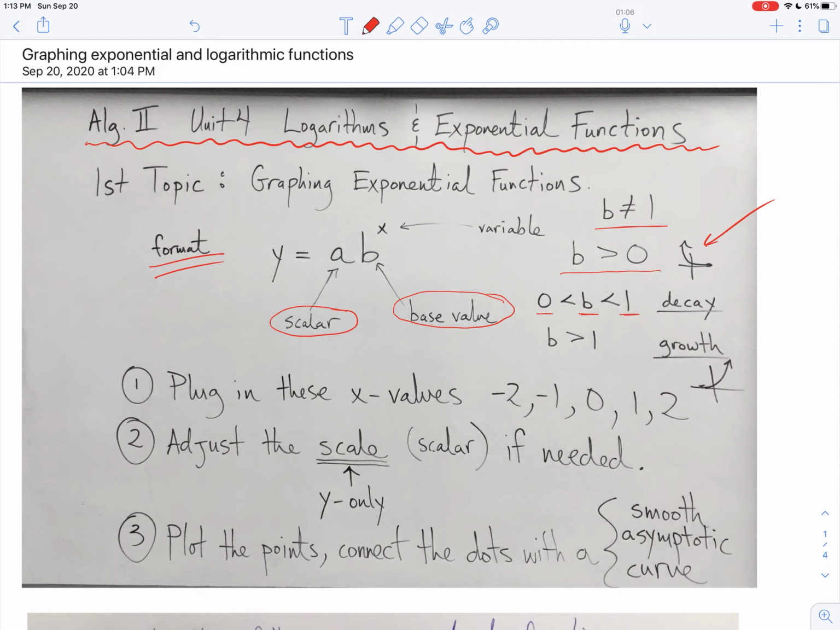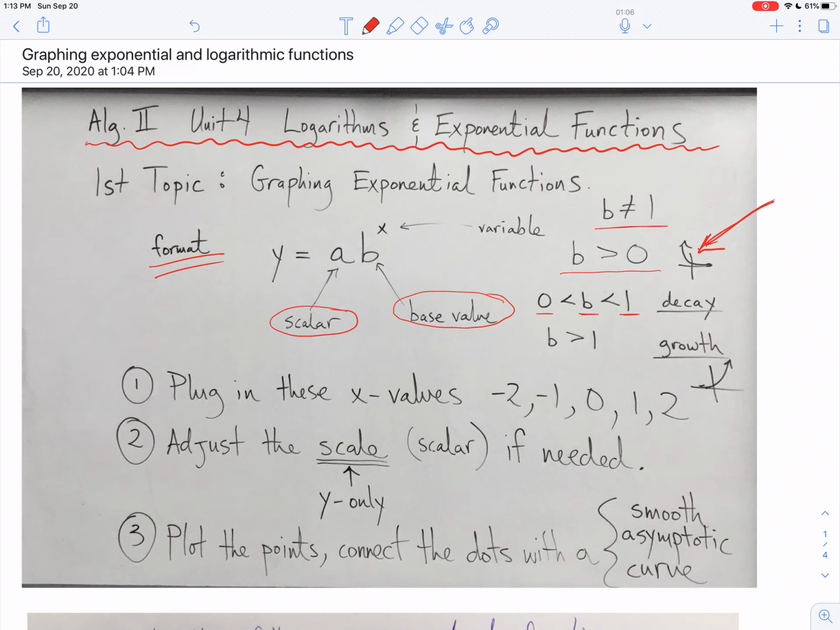What type of numbers are between 0 and 1? Well, 0.2, 0.7, 1/2, 3/8, those kind of numbers. Numbers that are between 0 and 1 are called proper fractions. If your base is in that range, it's going to have a decay look to it.